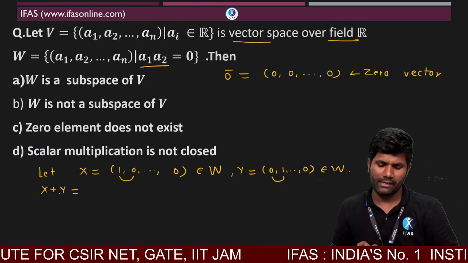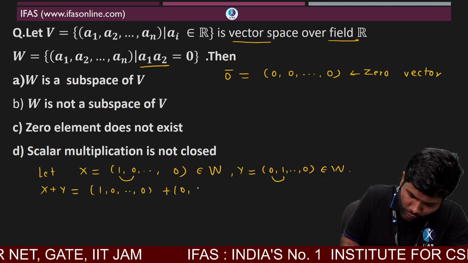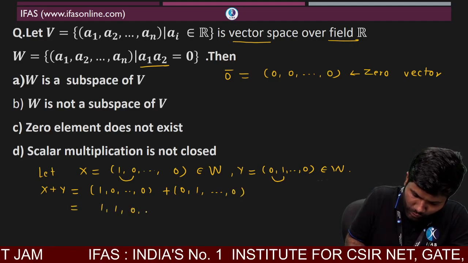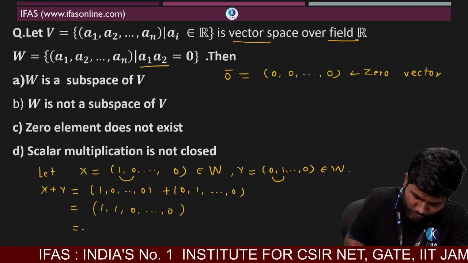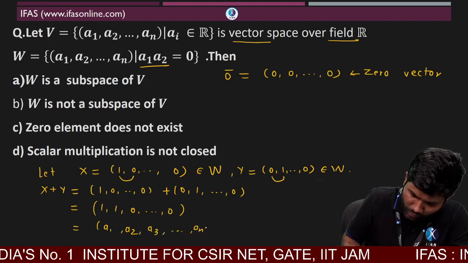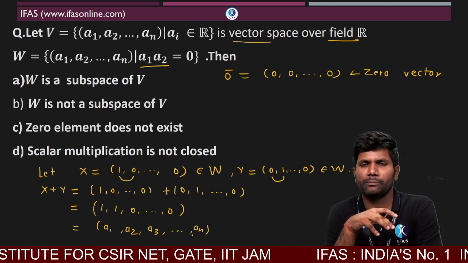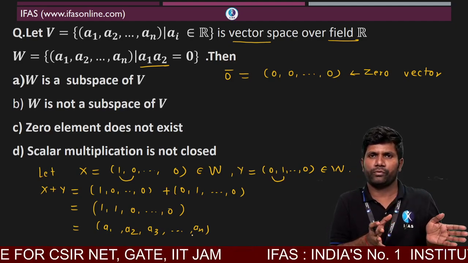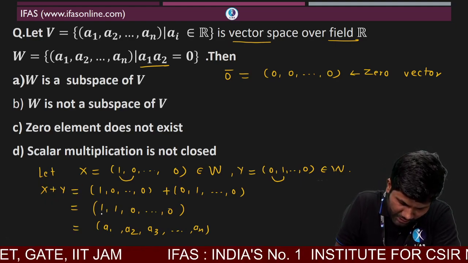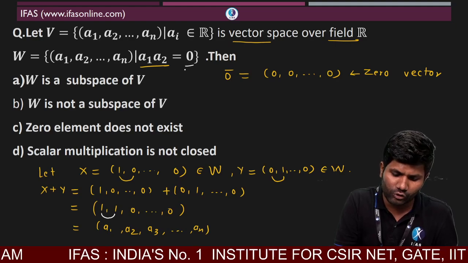So what is x plus y? x plus y is (1, 0 and so on up to 0) plus (0, 1 and so on up to 0). So this equals (1, 1, 0 and so on up to 0), which equals, say, (a1, a2, a3 and so on up to an). Now we want to check whether x plus y belongs to W or not. If x plus y belongs to W, then the product of the first two tuples must equal 0. So what is the product of the first two tuples in this case? This is the first tuple and this is the second tuple, and the product of these two is 1, which is not equal to 0.